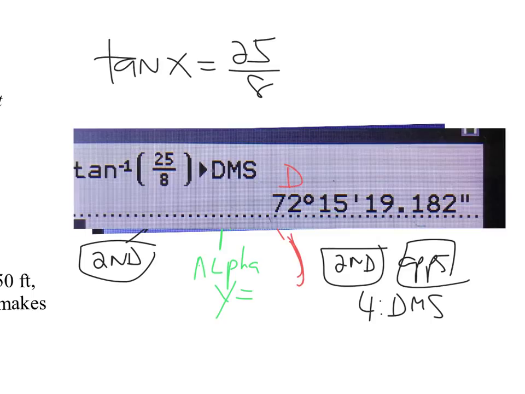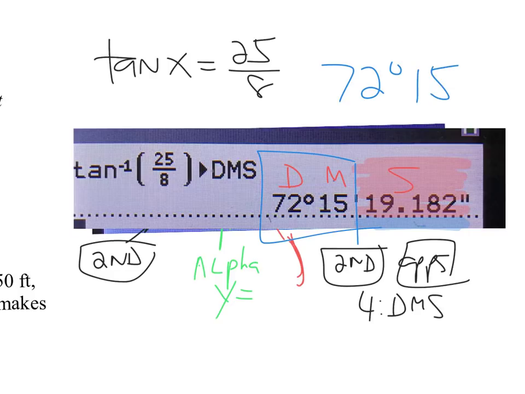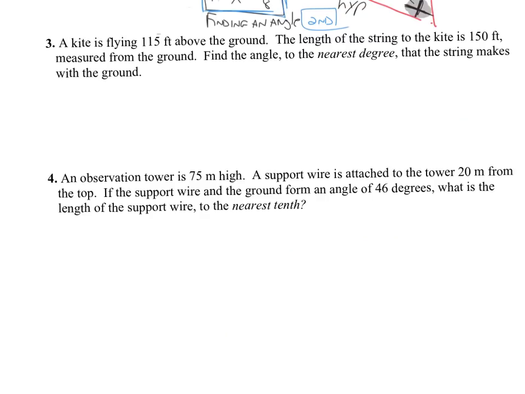So you get 72 degrees, 15 minutes, 19.182 seconds. You always look at the seconds, and if it's 30 or more, you round up. If it's less than 30, you stay the same. Well, here 19 is less than 30, so it's going to stay the same. So here our angle is 72 degrees and 15 minutes. Even though these directions sometimes will say find the angle to the nearest degree, anytime we find angles, we're always going to round to the nearest minute. Sides of a triangle, we always go to the nearest tenth. Angles to the nearest minute.